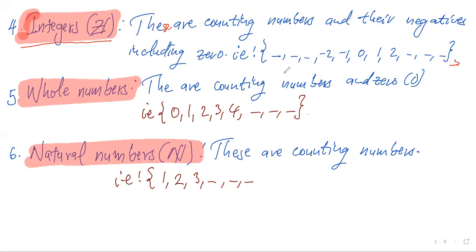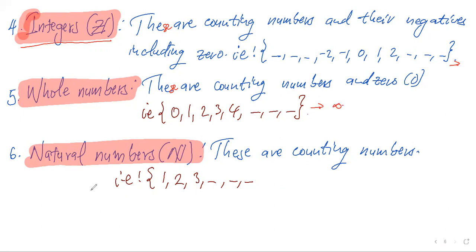So yes. And then whole numbers. These are counting numbers and 0. That is 0, 1, 2, 3, 4 up to infinity, or positive infinity.